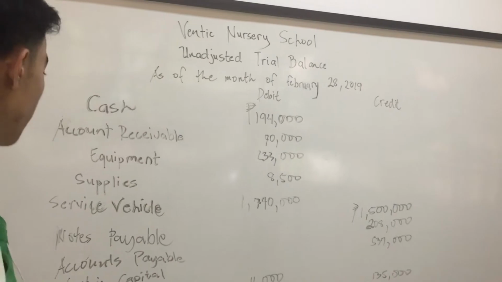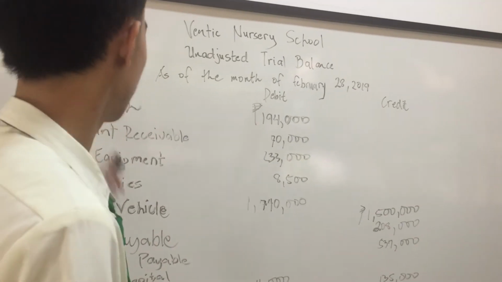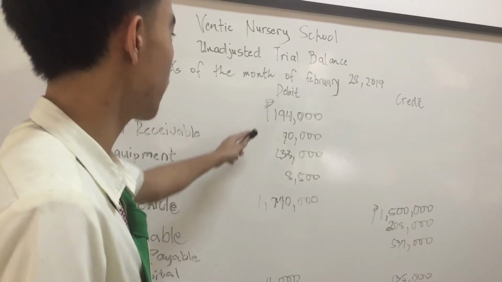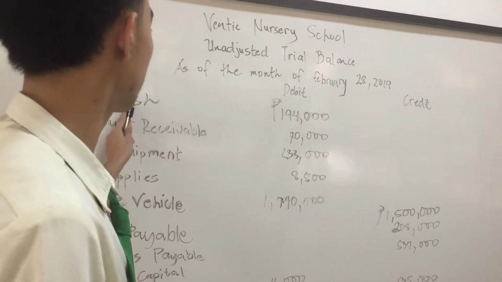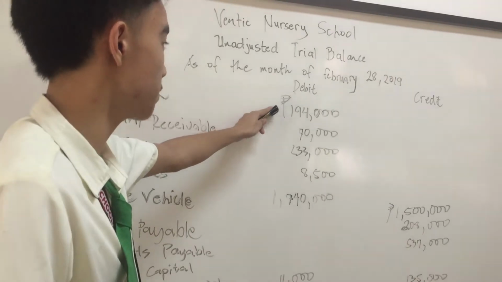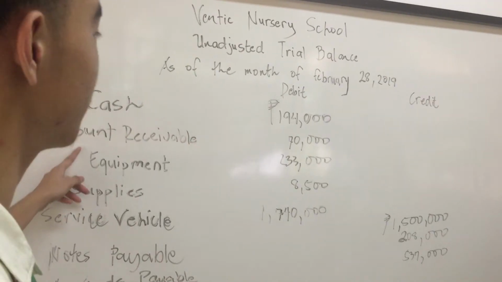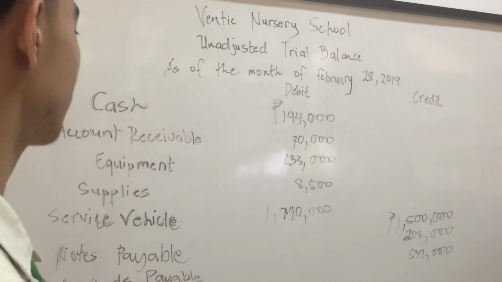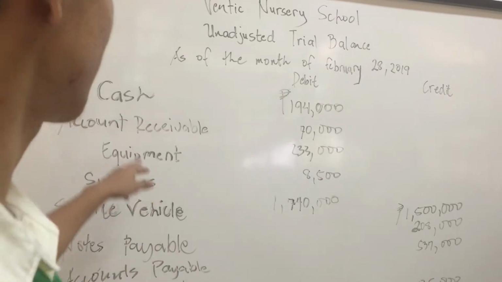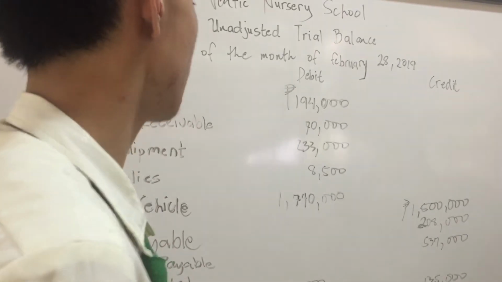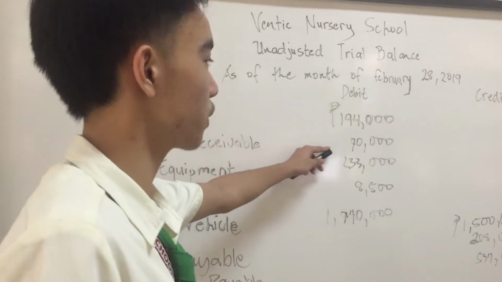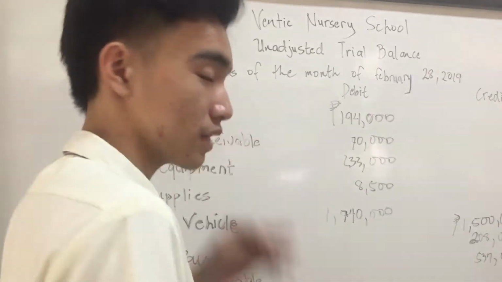So we have here the cash, and the normal balance of cash is debit. After that, you're going to write the end balance of the cash from the T accounts, which is 194,000 pesos, and don't forget to write the peso sign here. Receivable is 70,000 pesos, and you do the same thing you did with the cash: copy the end balance of the accounts receivable T account here. So that's it, 70,000 pesos. It's okay not to put a peso sign so that it won't look messy.